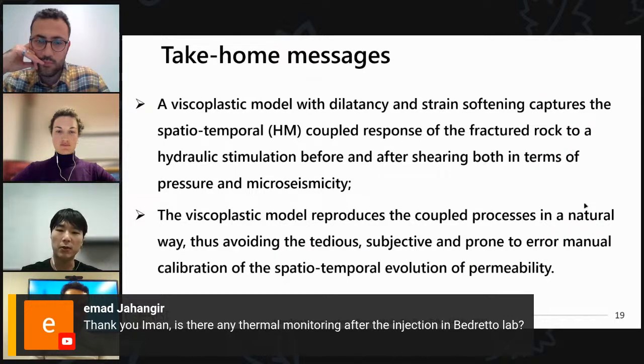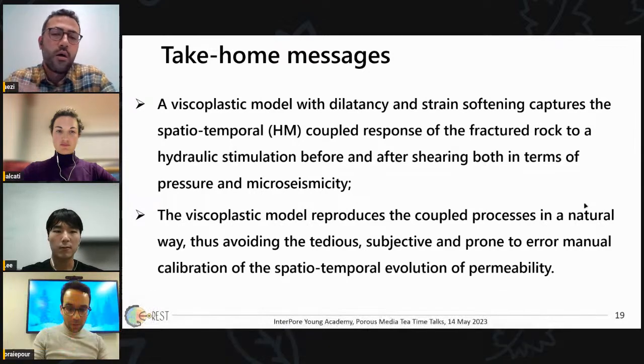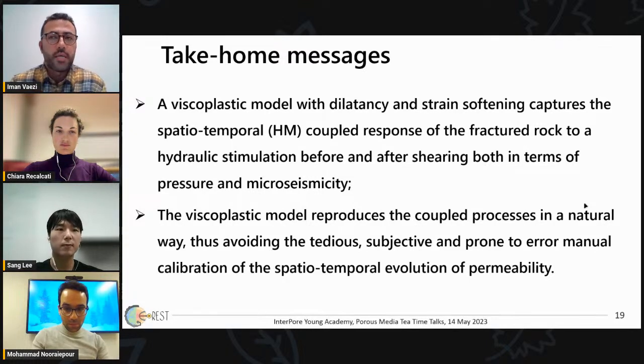Is there any thermal monitoring after the injection in the Bedretto lab? Actually, I'm not aware of that. For sure, there is some thermal monitoring. My work was dedicated to hydromechanical coupling, but for sure they have some thermal monitoring. You can visit the website for the Bedretto lab. They have published some papers on the data. I think our work is the first simulation work, but for the pure data and characterization, there are some published works on the geological characterization of sites and monitored data. You can visit the website and their publications. For sure, they have it.